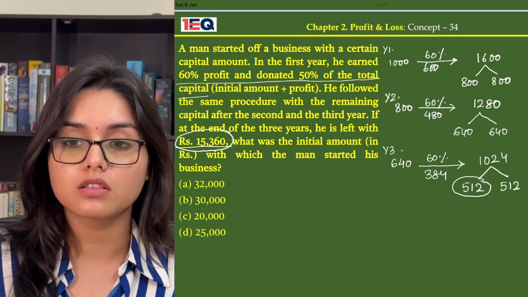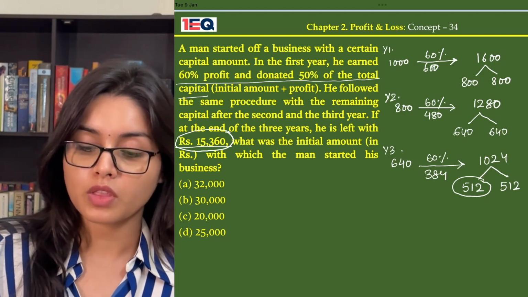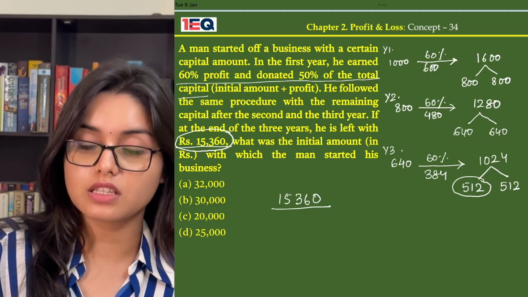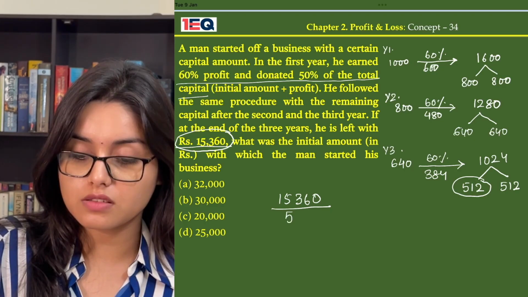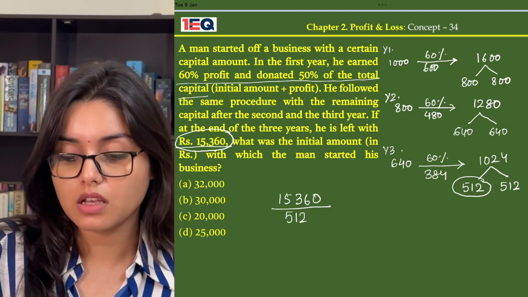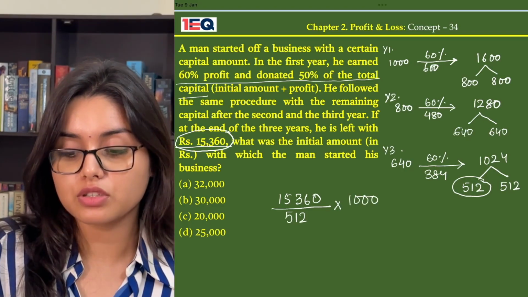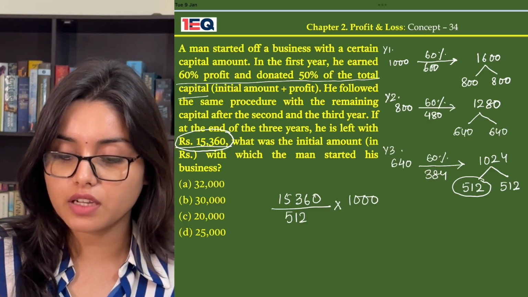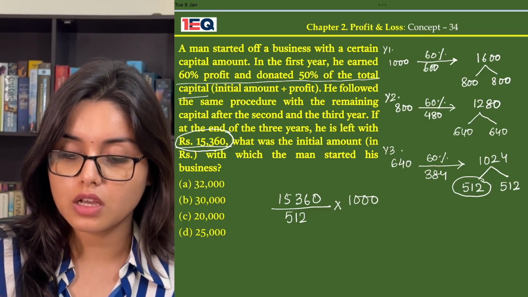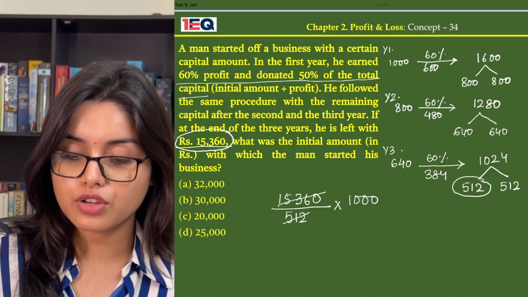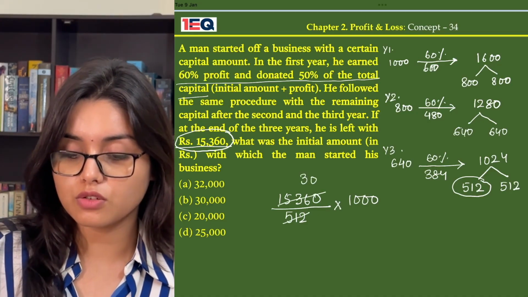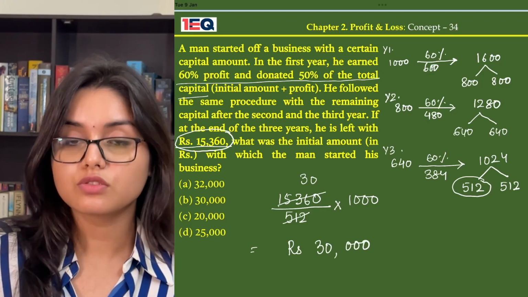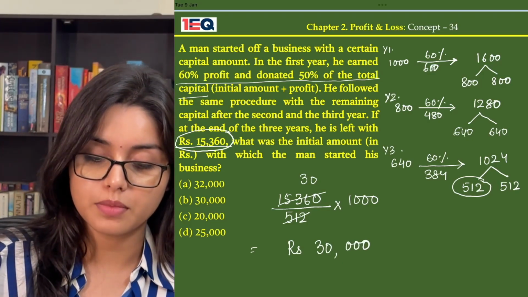So in order to find the amount with which he started the business, we will put the amount he has at the end of 3 years divided by the amount we assumed that he had at the end of 3 years, into our assumed capital or initial amount with which he started his business. Now on dividing, we see that 512 twos are 1024. So 512 threes are 1536, 0. So this amounts to rupees 30,000. So the answer to this question is option B.